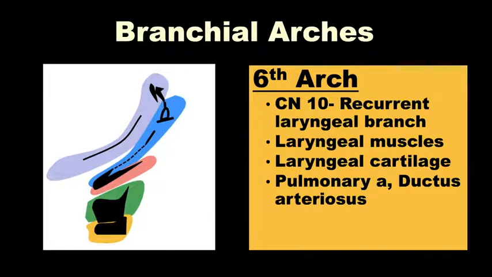And then the sixth arch forms a recurrent laryngeal branch of cranial nerve 10 that recurs around the subclavian artery on the right and the aortic arch on the left. Laryngeal muscles, the lower laryngeal cartilages, pulmonary artery, and ductus arteriosus, which we know completely regresses on the right and closes shortly after birth on the left.